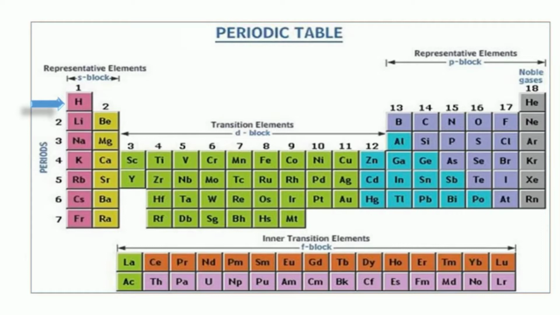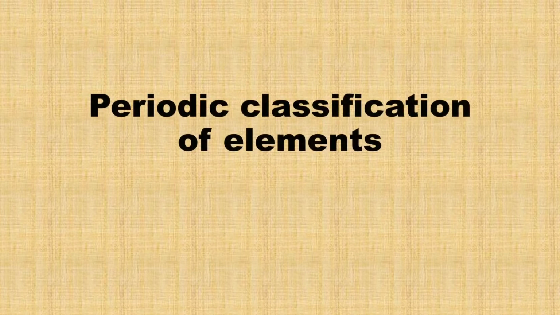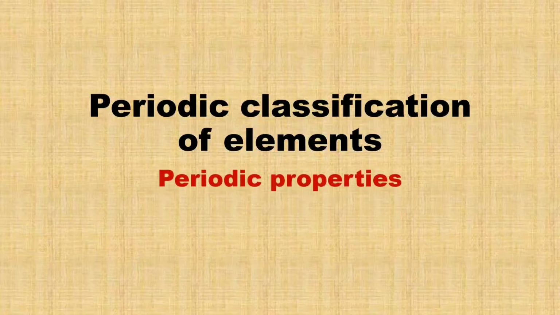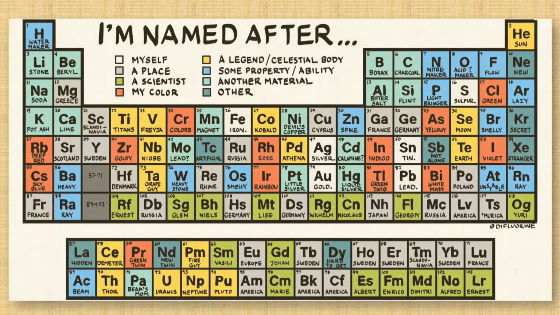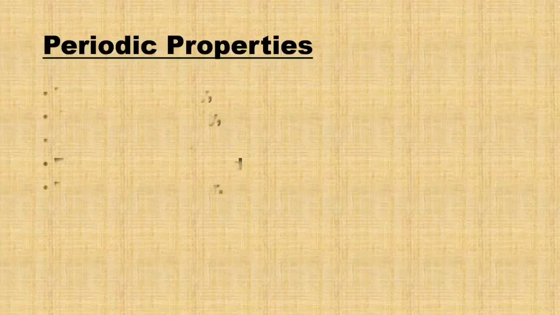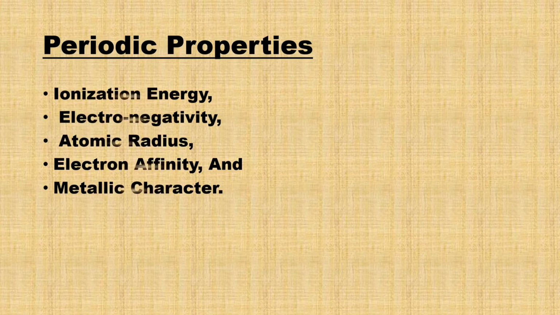All of you know that the periodic table of elements contains 7 periods and 18 groups. In that, there is a trend in the properties of the elements. How do these properties vary when we go along a period or from top to bottom of the group? Let us learn and understand some of the periodic properties. What are the properties? Ionization energy, electronegativity, atomic radius, electron affinity and metallic character.